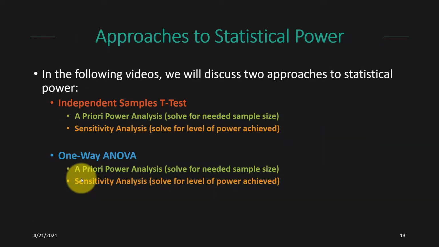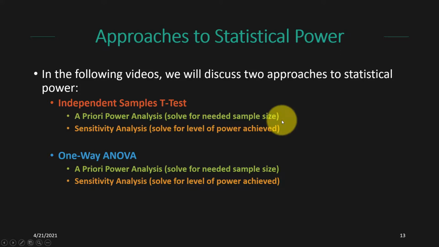So I hope that helps refresh you on some of the ideas of statistical power that we've talked about in the past. And in the following videos, we're going to discuss two approaches to statistical power in more detail. We're going to apply this in the next video to an independent samples t-test, and then in the video after that to a one-way analysis of variance. But in both of those cases, we're going to go through an a priori power analysis and a sensitivity analysis.